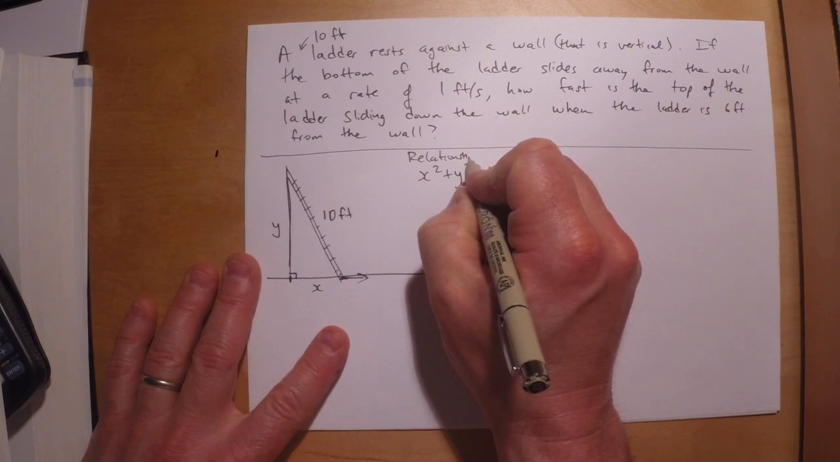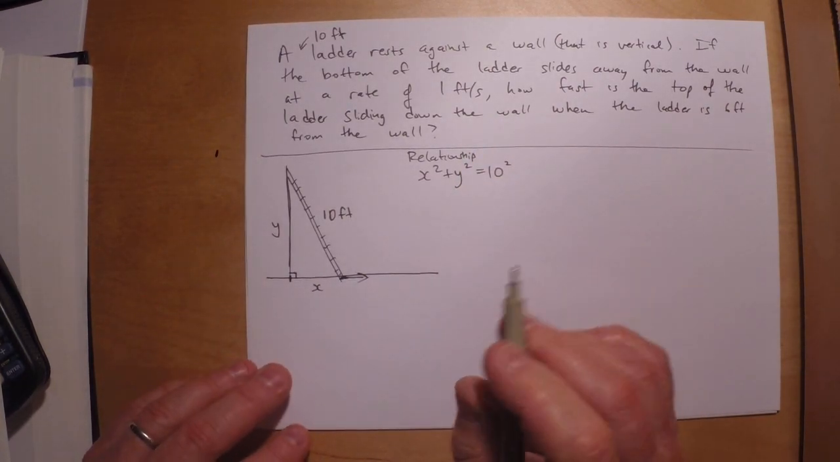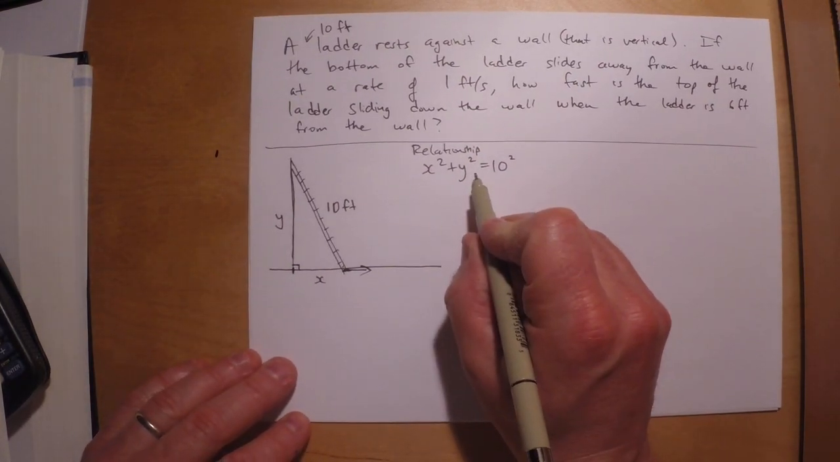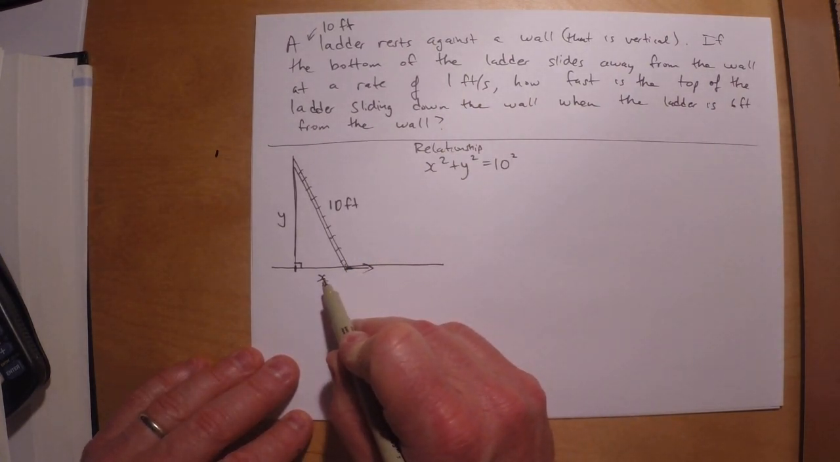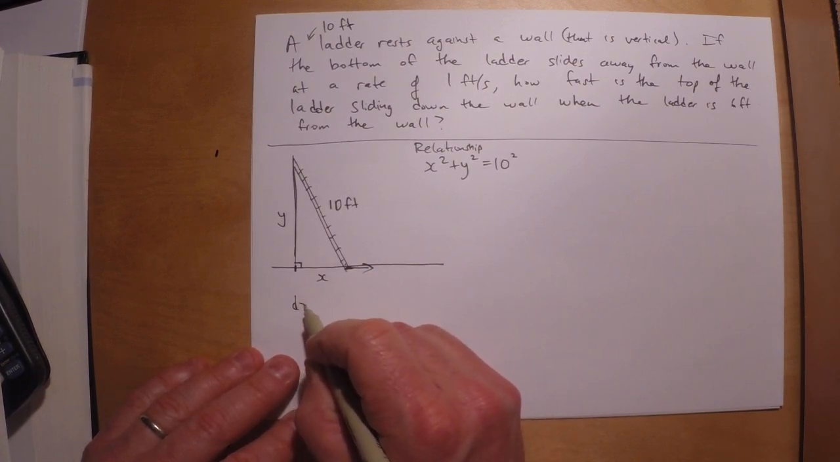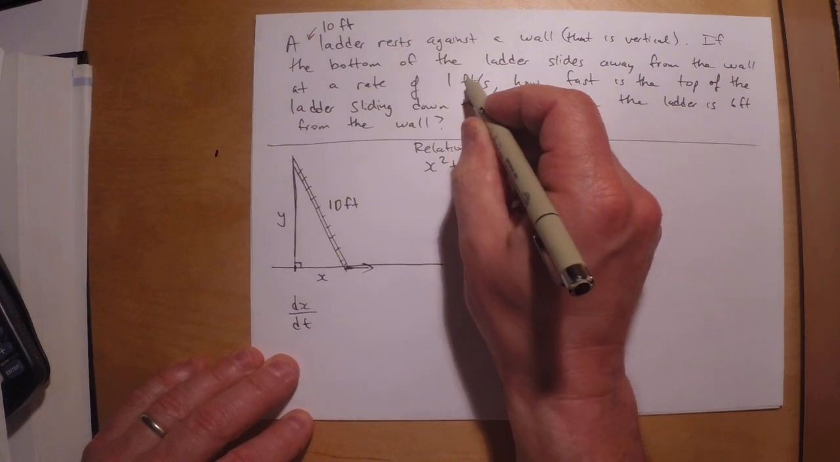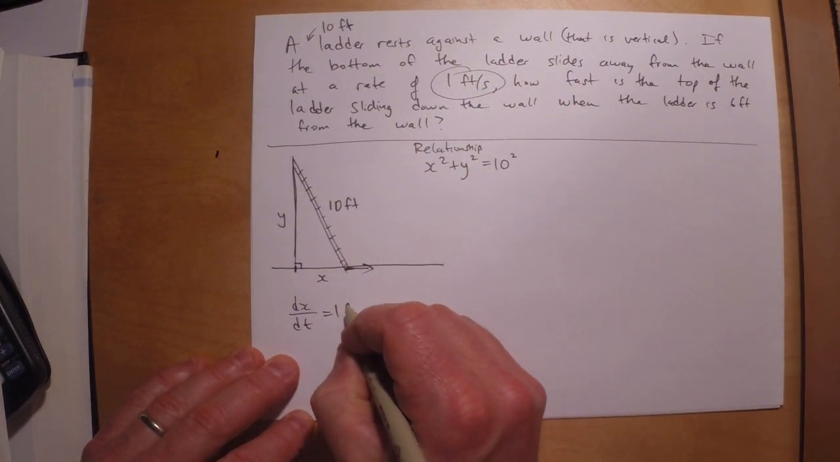I'm going to list out what I have and what I want. So I'm going to come back to this in a minute. First of all, they told me this is 1 foot per second, the changing. So dx dt right here, that's 1 foot per second.